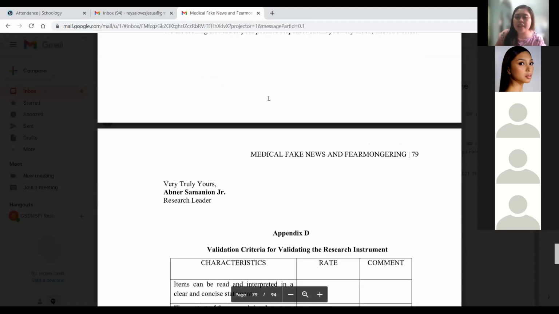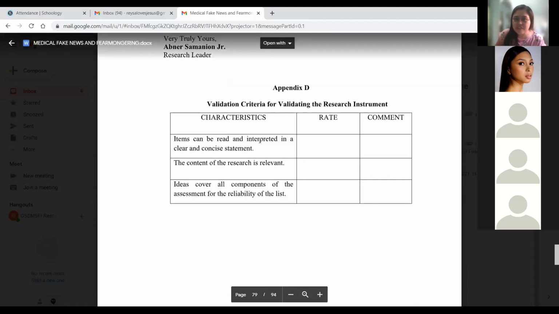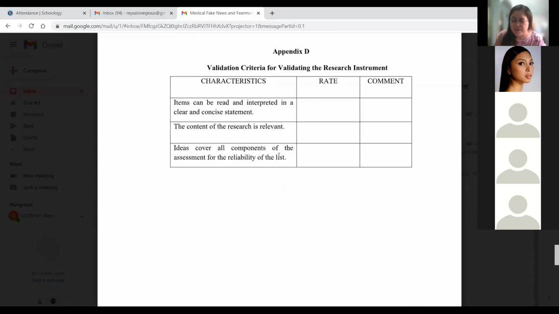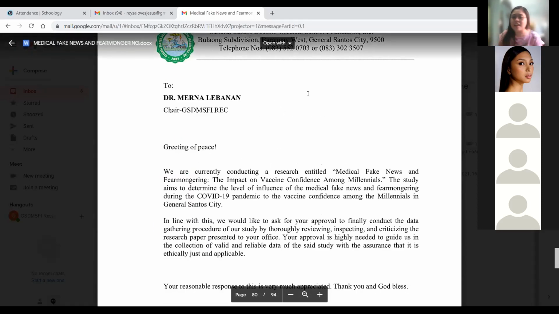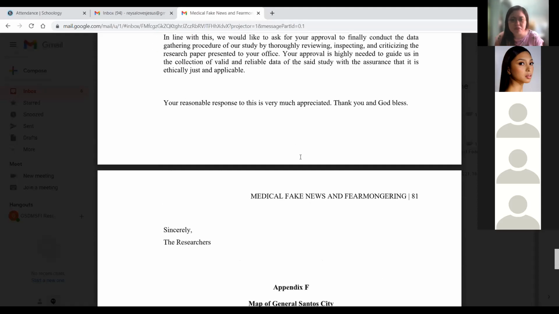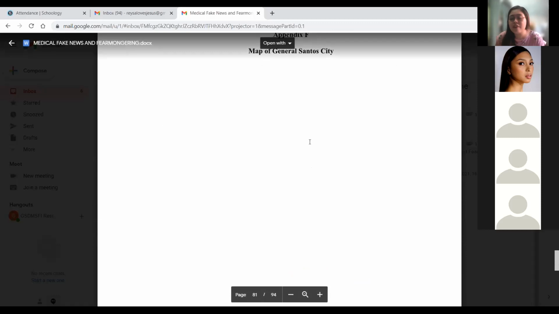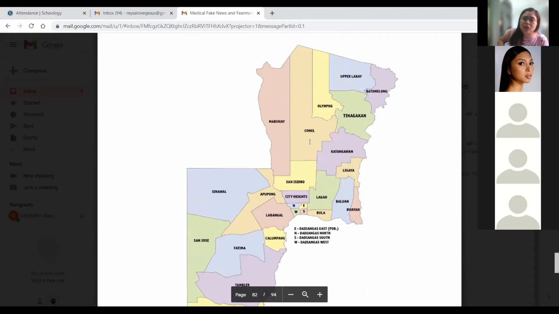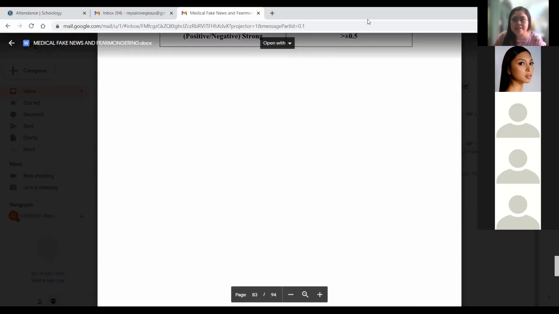If you need someone to validate your paper. And then meron din silang validation criteria kung paano i-validate ng mga validators ang kanilang questionnaires. So yung iba, mga letters na lang, letters to the ethics committee na magpa-review mo sa inyong papel. And just like sa experimental nga study, they also have the research locale, the map of General Santos City, kasi ito naman yung kanilang research locale. So I think I have presented now both experimental and descriptive nga study.